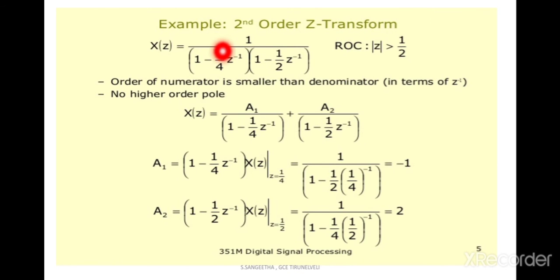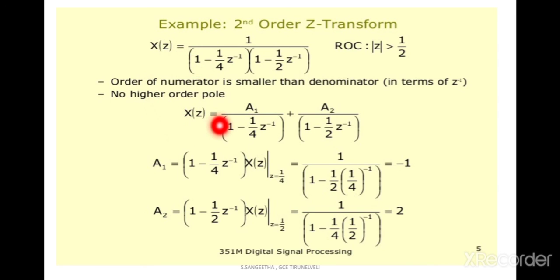So we have the example of capital X of z is equal to 1 by 1 minus 1 by 4 z to the power minus 1 into 1 by 1 minus 1 by 2 z to the power minus 1, where the region of convergence is mod z greater than 1 by 2. Here we calculate the sum by using partial fraction expansion. The order of the numerator is smaller than the denominator, in terms of z to the power minus 1, and there are no higher order poles.